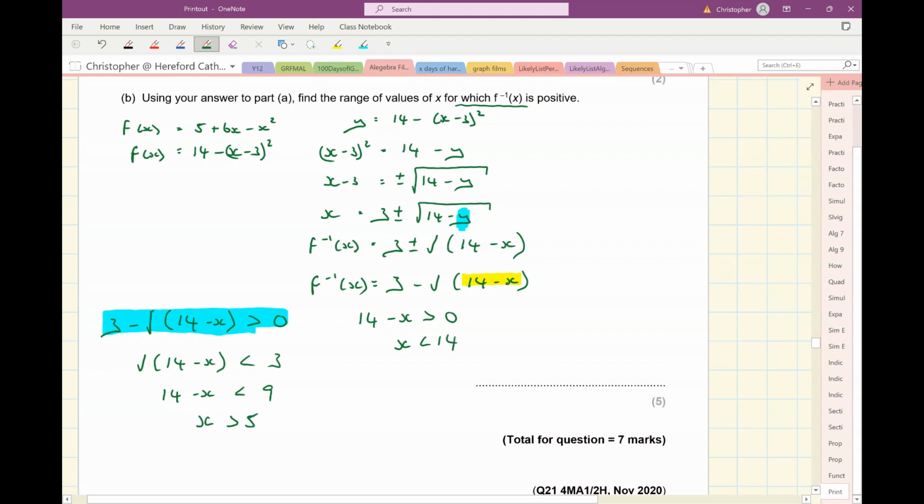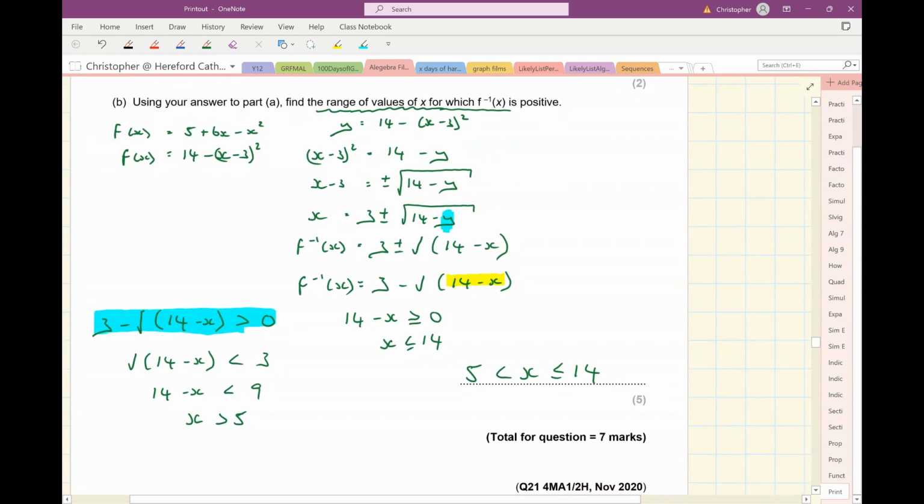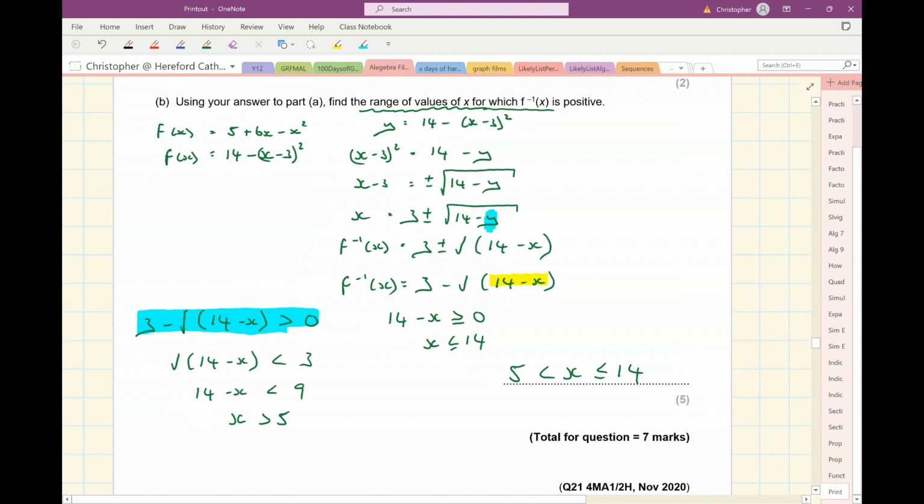So in fact, the range of values of x which you need here are that x must be greater than 5. Well, actually, strictly speaking, it could be equal to 5 there, and less than or equal to 14. So the range of values you're looking for is that x must lie between 5 and 14. Easy to miss that second criterion. And that is that question finished.